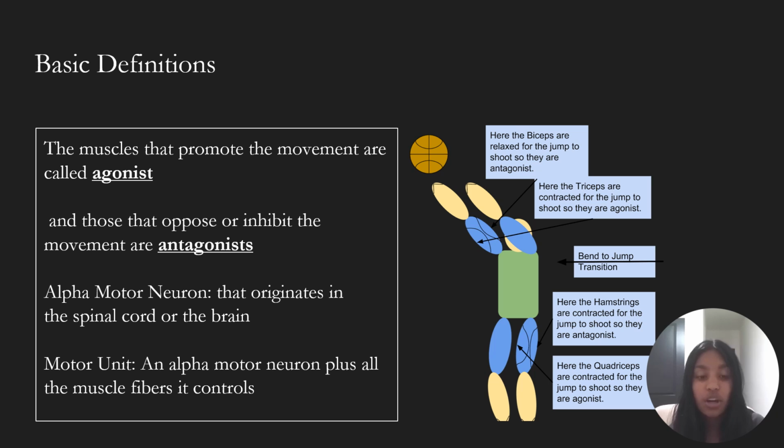The next word is the alpha motor neuron, and it originates in the brain or spinal cord, and they are present in the ventral horn of the spinal cord. The motor unit is the alpha motor neuron plus all the muscle fibers it controls. And that's about 100 or so muscle fibers approximately.